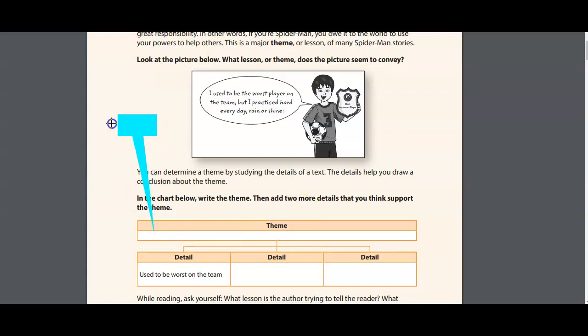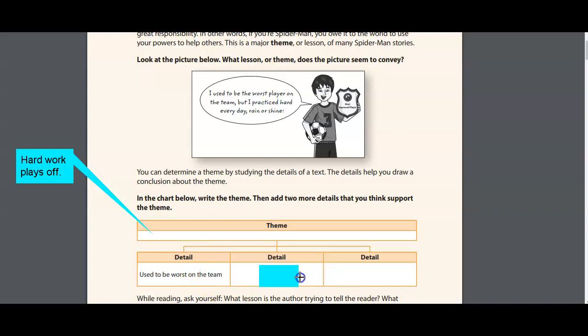So I'm going to make my own little bubble over to the side. And I feel that the theme is, for this young man, hard work pays off. That's what I think the theme is. What do you think? Would you have put something else? And I'm saying that it pays off because he said he practiced hard every day, rain or shine. Okay? So one detail is he used to be the worst on the team.